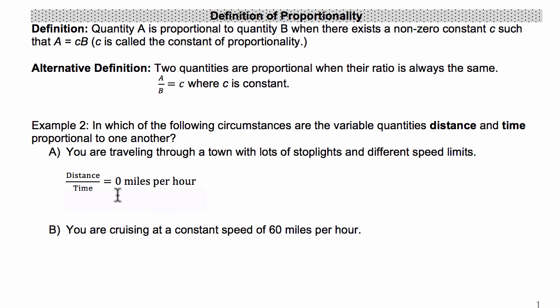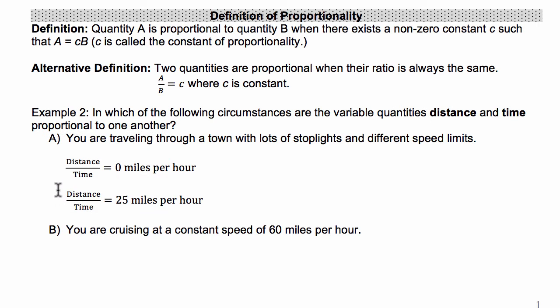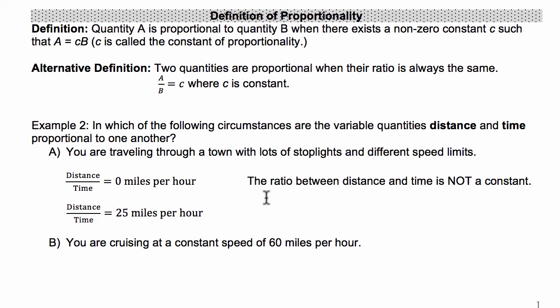When you are not stopped at a stoplight, the ratio of distance to time is some non-zero number, perhaps 25 miles per hour. In any case, the ratio between distance and time is not a constant. Therefore, distance is not proportional to time.